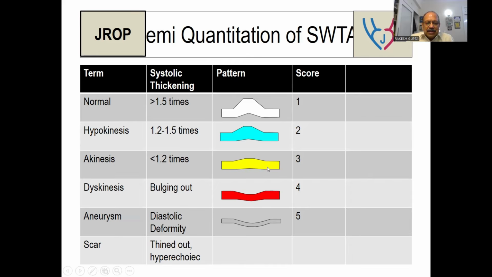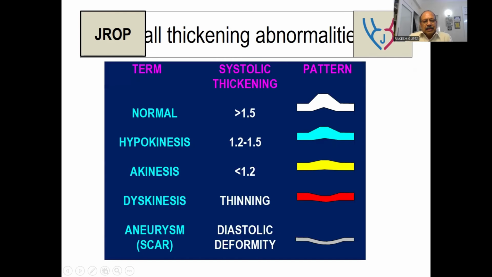If it hardly contracts, it is akinesis. If it bulges out during systole, it is known as dyskinesis. And if the dyskinetic bulge remains during diastole, that is known as an aneurysm. And a scarred wall is where the segment becomes thinned out, hyperechoic, and measures less than 6 millimeters in dimension. This thinned out, hyperechoic, scarred segment does not have any contractile function.